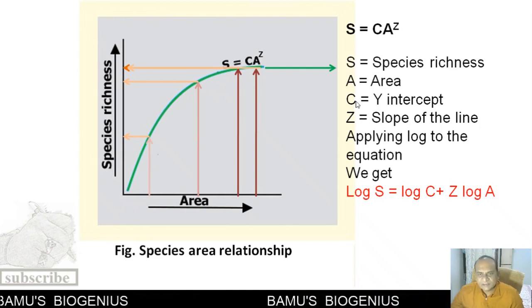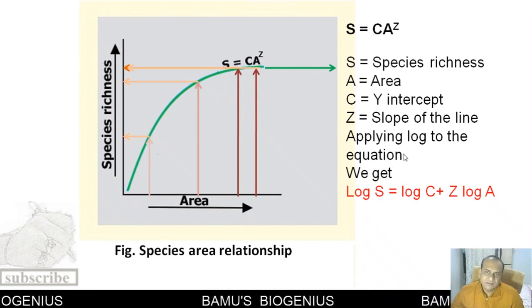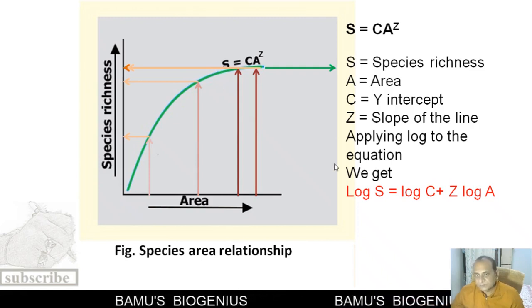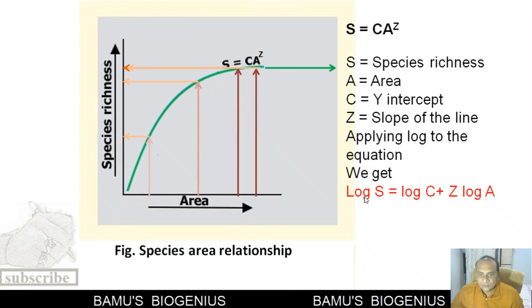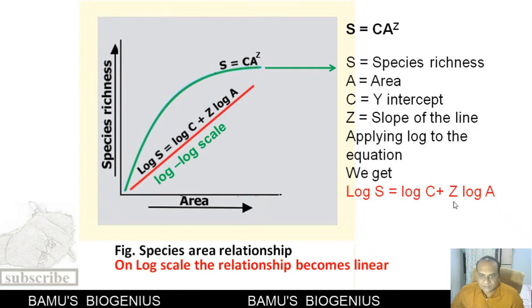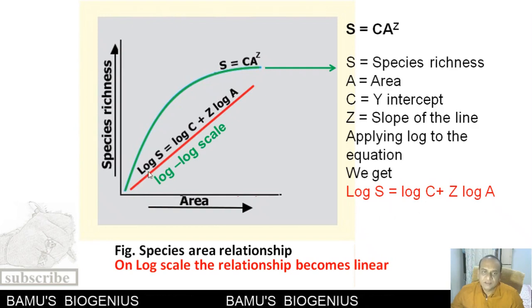But remember that C and Z are constants for a particular taxonomic group, and they are specific for a particular taxonomic group, and also specific for a particular kind of region. So this is how this equation comes in, and this equation gives a straight line.